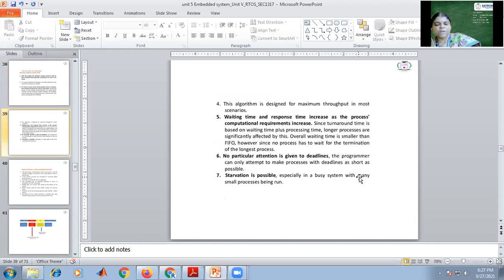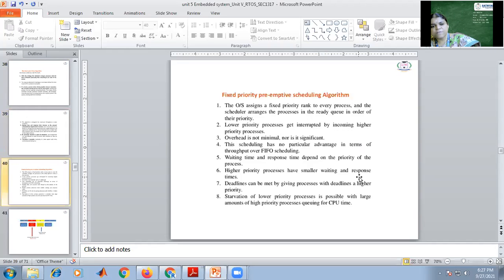So here the waiting time and the response time increase as the process computation requirement also increases. Actually, this is mainly meant to improve the throughput of the system. And here no particular attention is given to deadlines, and here also there is a possibility of starvation.